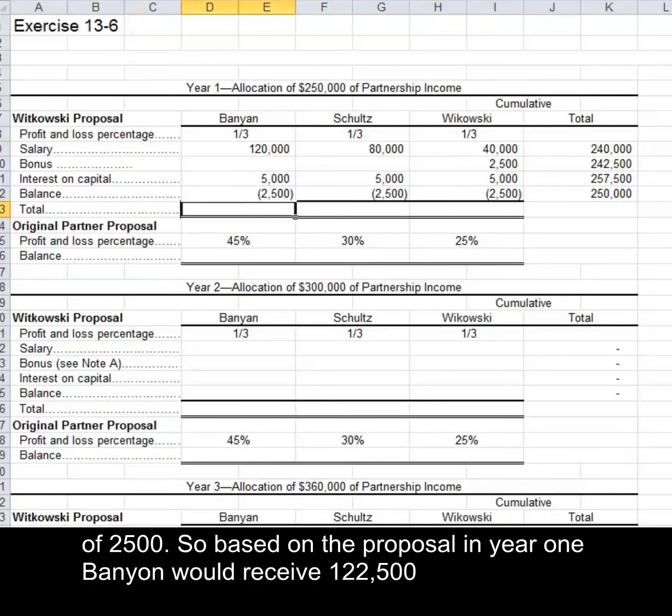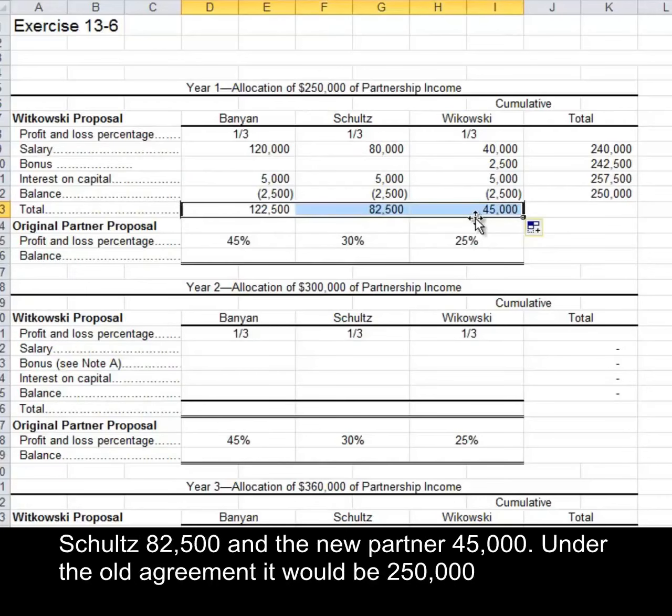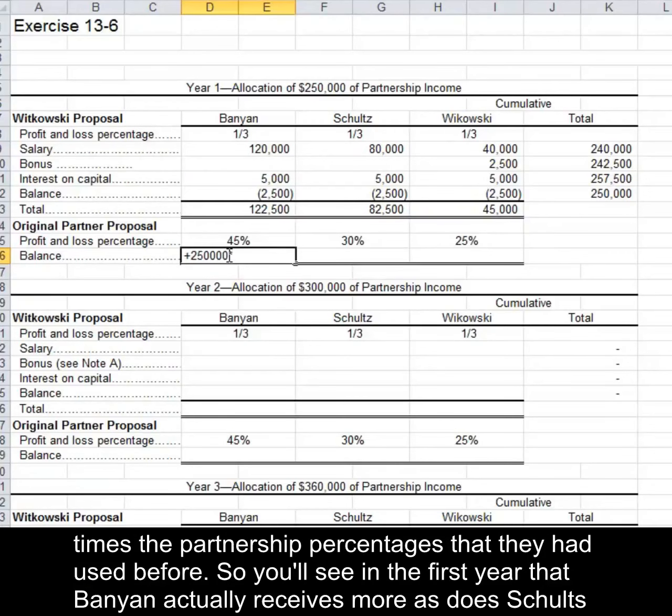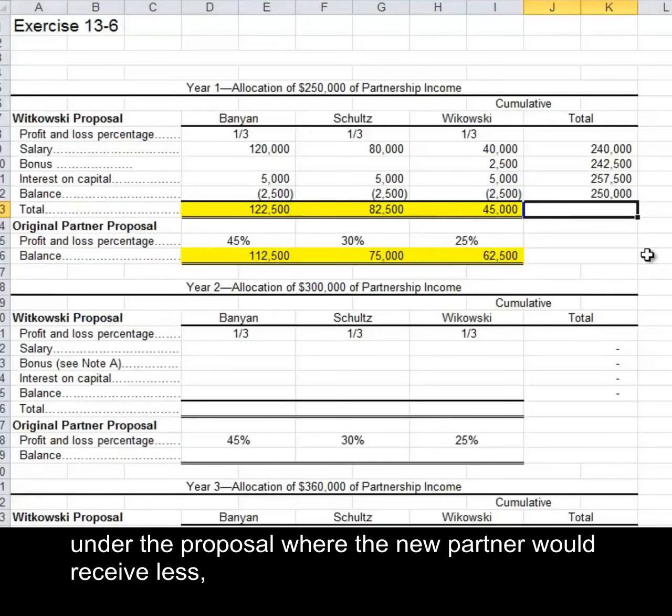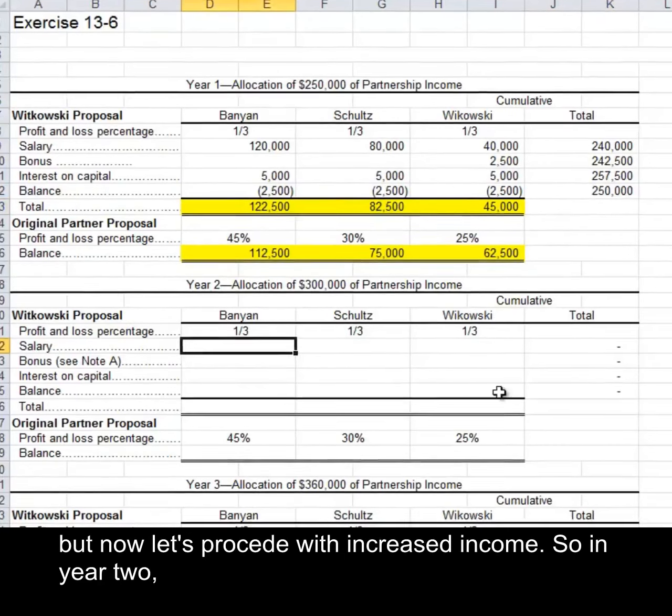So based on the proposal, in year 1, Banyan would receive $122,500, Schultz $82,500, and the new partner $45,000. Under the old agreement, it would be $250,000 times the partnership percentages that they had used before. So you'll see in the first year that Banyan actually receives more, as does Schultz under the proposal, where the new partner would receive less. But now let's proceed with increased income.